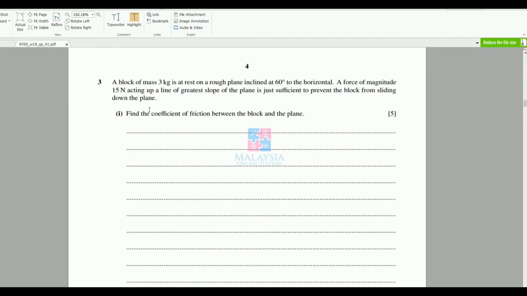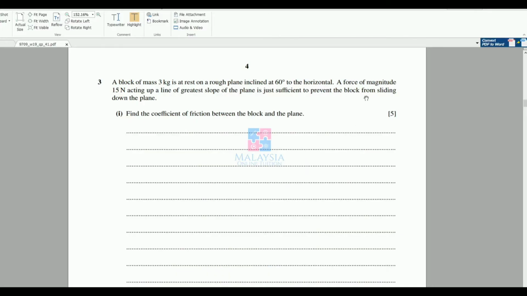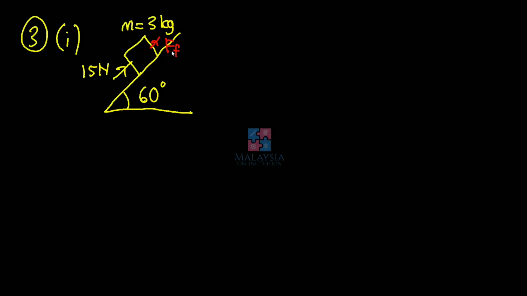When they said preventing the block from sliding down, so if the block is about to slide down, that means your friction will be acting up the plane. So that is very important. So let's say that if the block is about to go up the plane, then your friction will be acting down the plane. So this is what they meant by prevent the block from sliding down the plane. They want to tell you implicitly the direction of the frictional force. So we know that frictional force, the formula will be mu n, where n is the normal force, or you can also call that the reaction force.